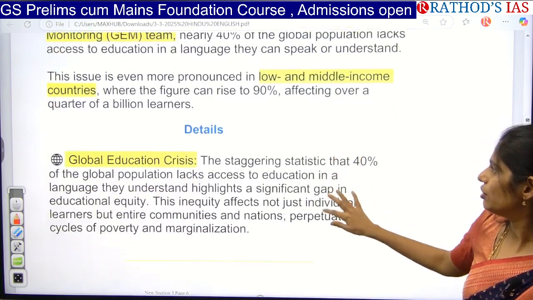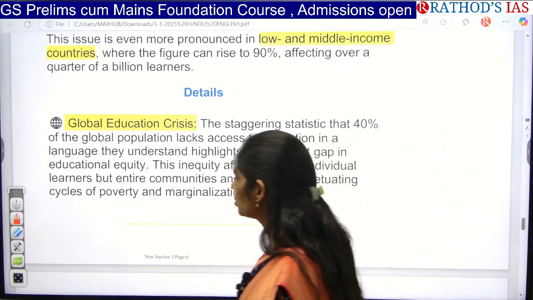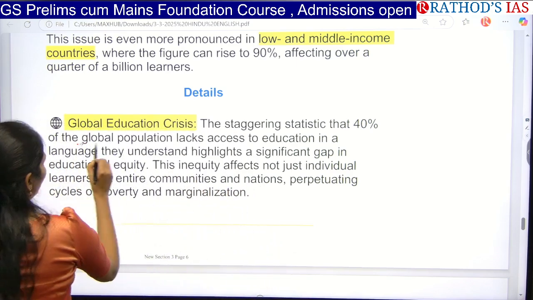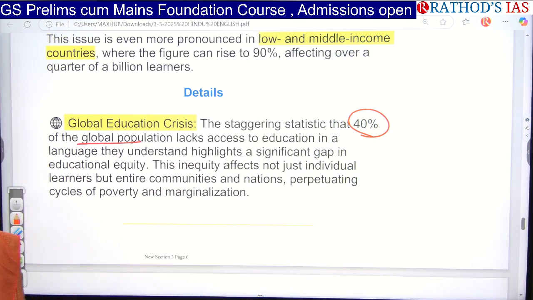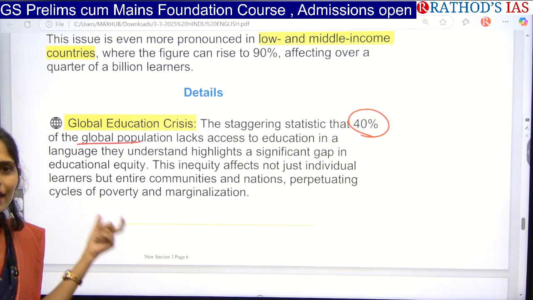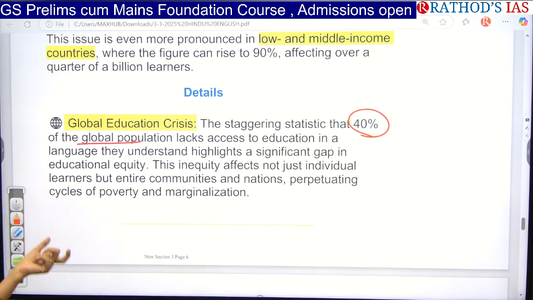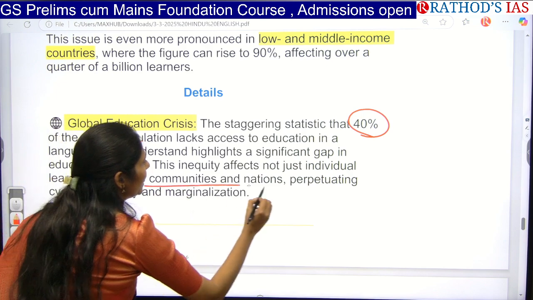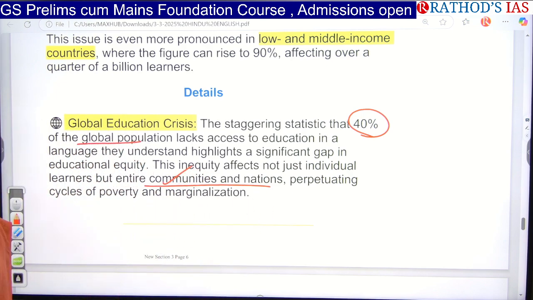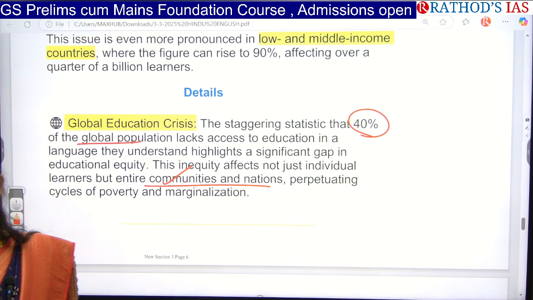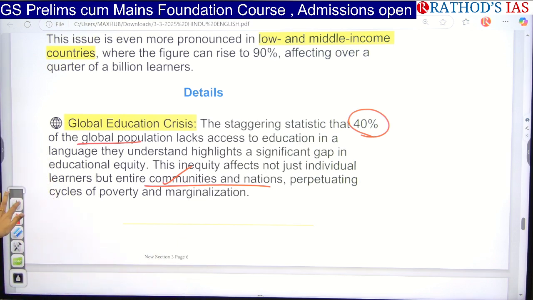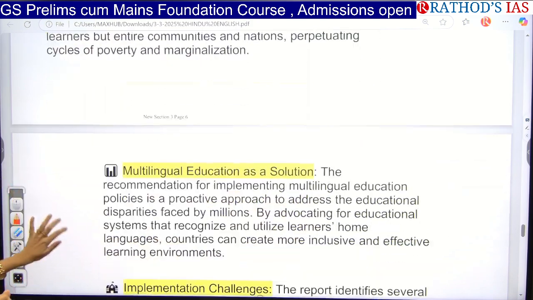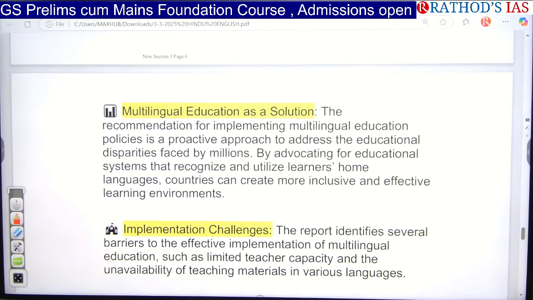Especially if you see the details, this statistic is saying that globally 40% of students are not having access. That means it is affecting their learning abilities and their cognitive abilities. An entire community, an entire nation will be affected. And because of poverty and marginalization, this has been further exacerbated. The next important point is that multilingual education is a solution.